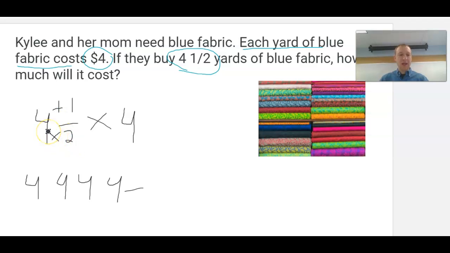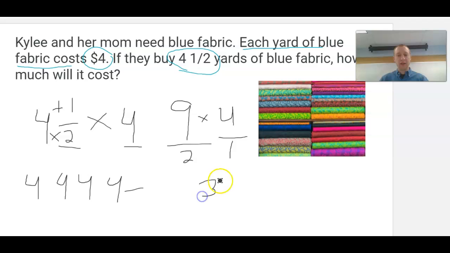2 times 4 is 8. 8 plus 1 is 9, or sorry, 9 halves, right? Because we've got to keep the denominator. 9 halves times 4, and we're going to turn that into a fraction by saying 4 over 1. So let's multiply. 9 times 4 is 36. 2 times 1 is 2.